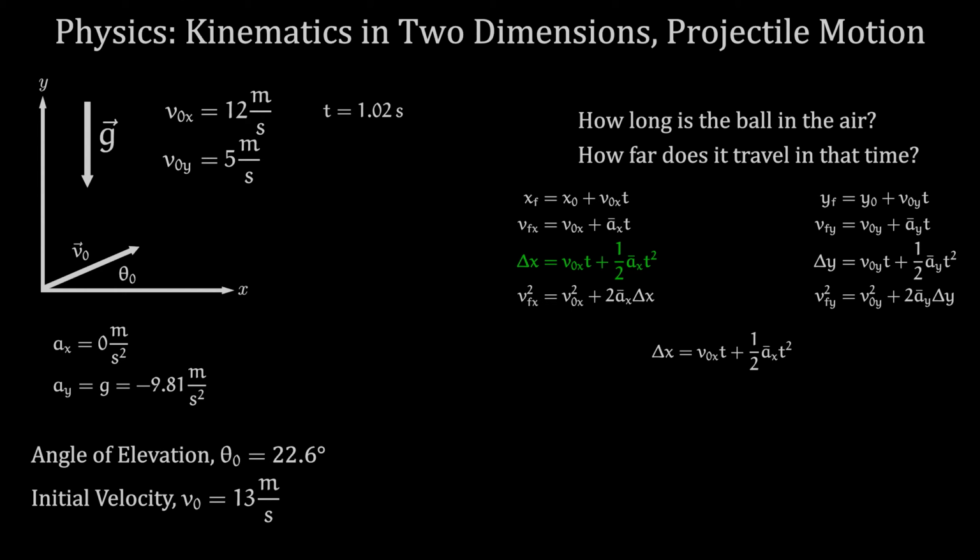We see this equation has an acceleration term in it, but since we're working in the x dimension, which has no acceleration, this term is 0, which makes things easy for us. We've calculated the initial x velocity already, and we've just found its air time, t. Plugging this in, we find a total displacement in the x direction of 12.24 meters.